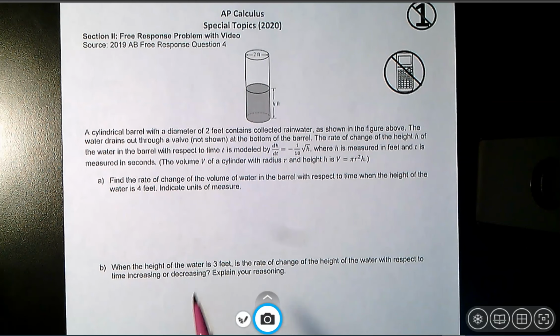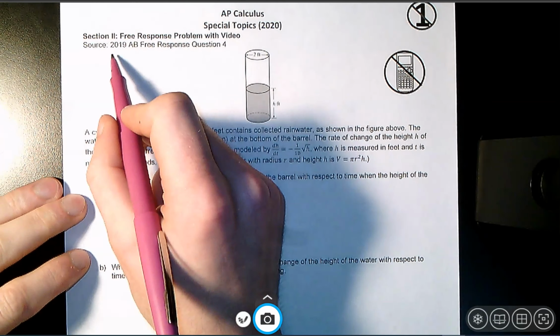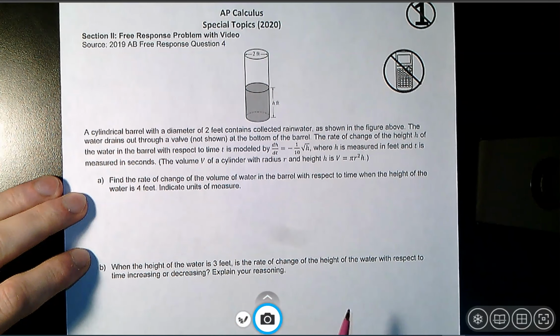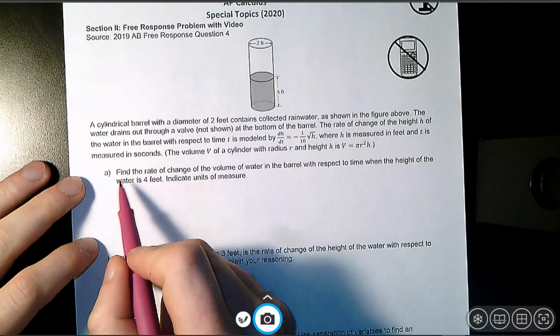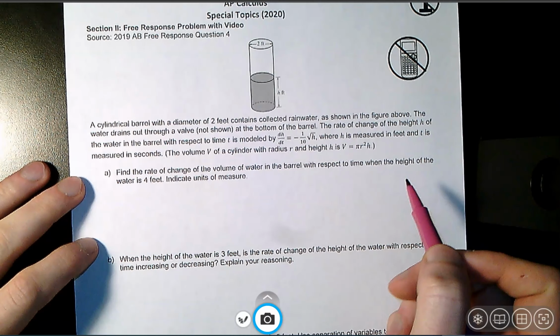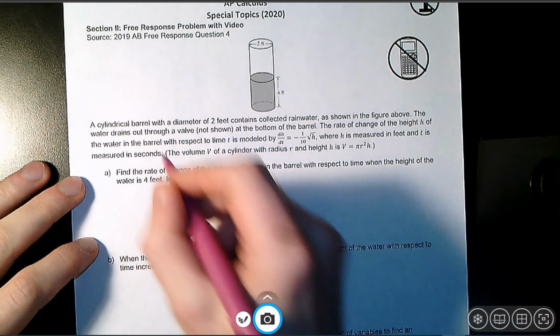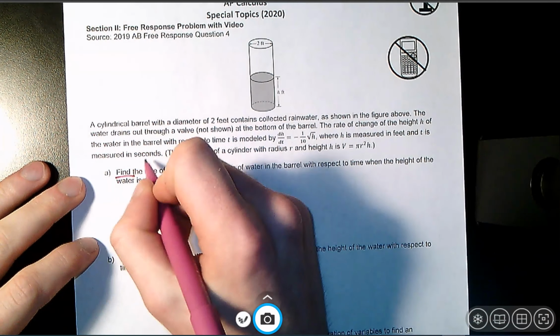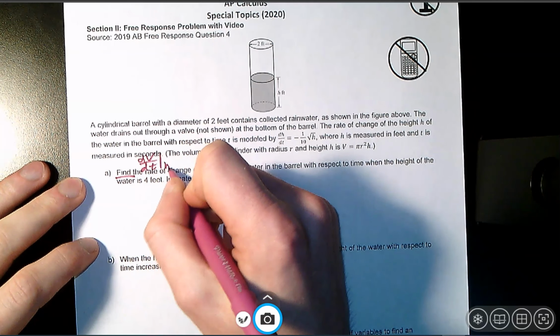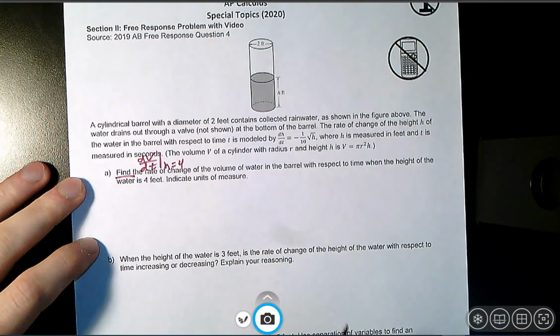In this video, I'm going to discuss the solution and scoring to 2019 AB free response question number 4. In part A of this question, you are asked to find the rate of change of volume of water in the barrel with respect to time at this given height of 4 feet. So in other words, we need to find dV/dt when h is equal to 4. That's our goal right here.